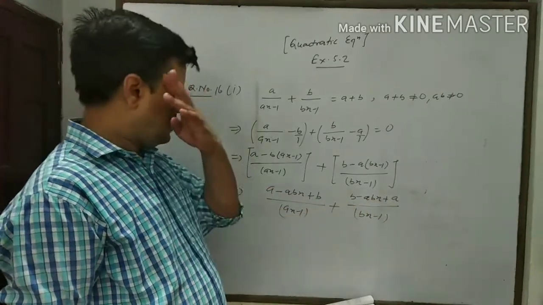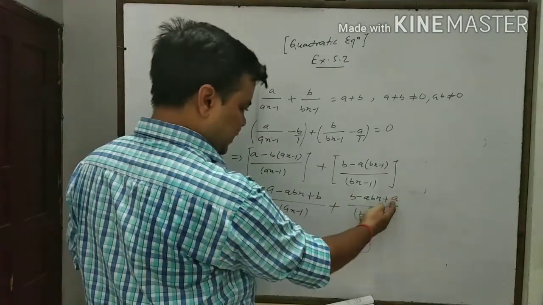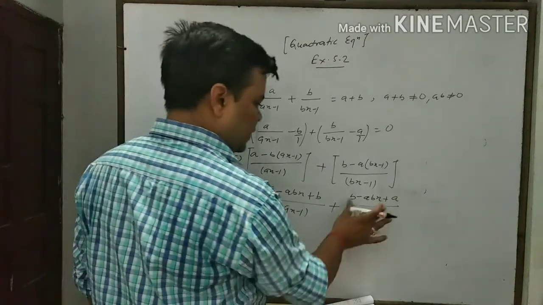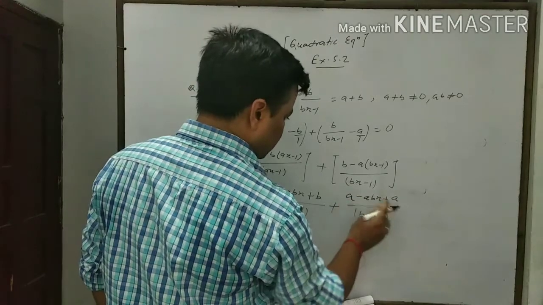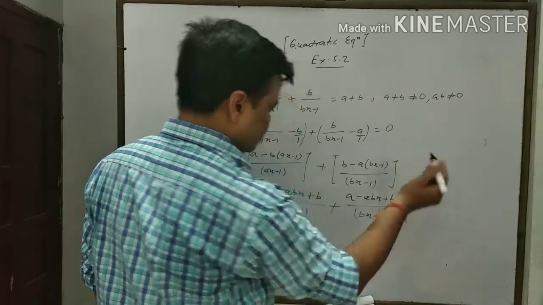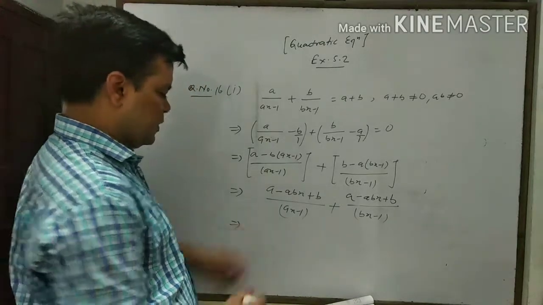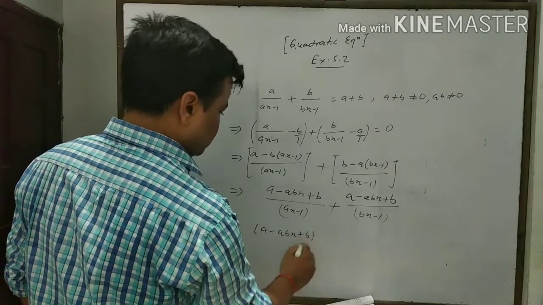Same. So here, this can also be written as, we take a to this side and b to that side, the value will be same. Means we can arrange it like this. At the place of b, we write here a, and at the place of a, we write b. Now take common as numerator, a minus abx plus b.